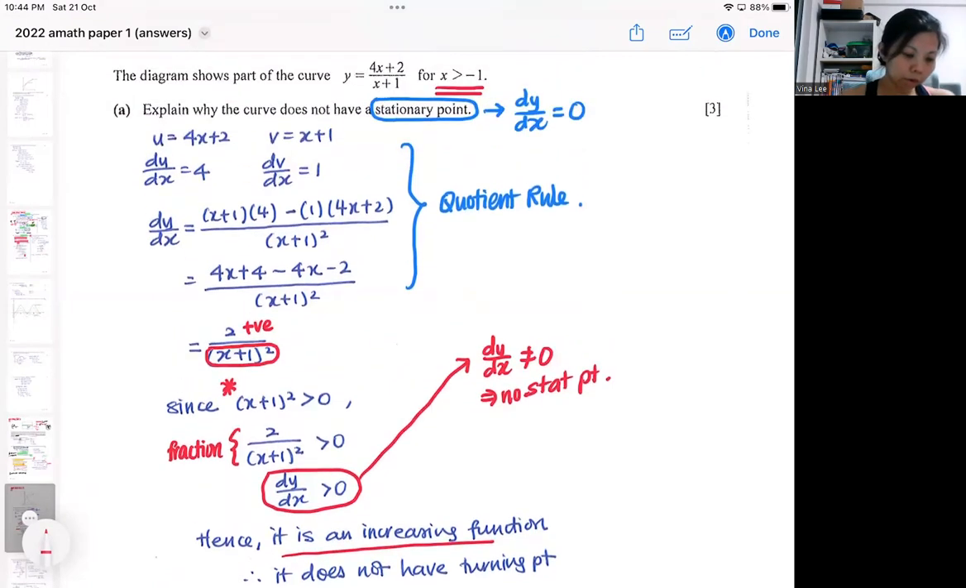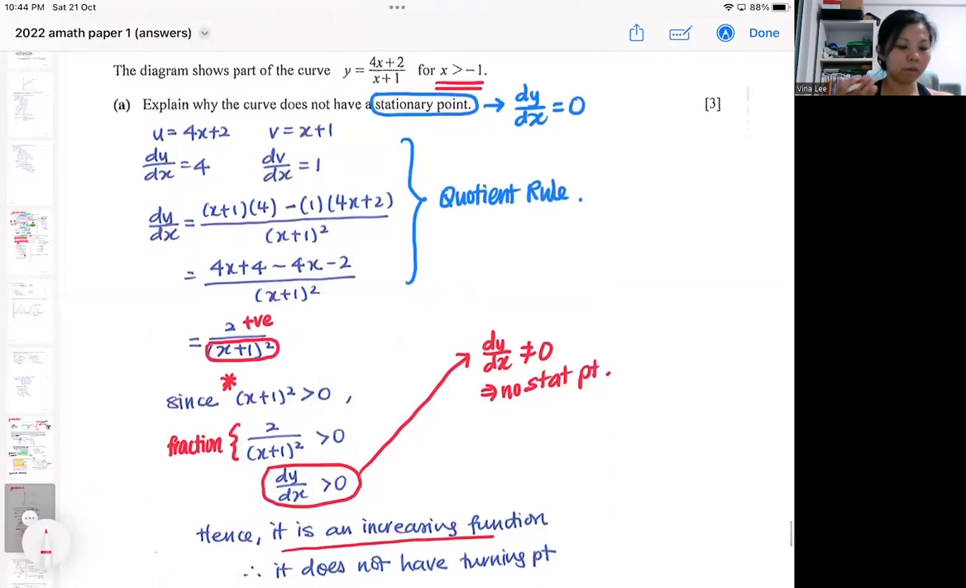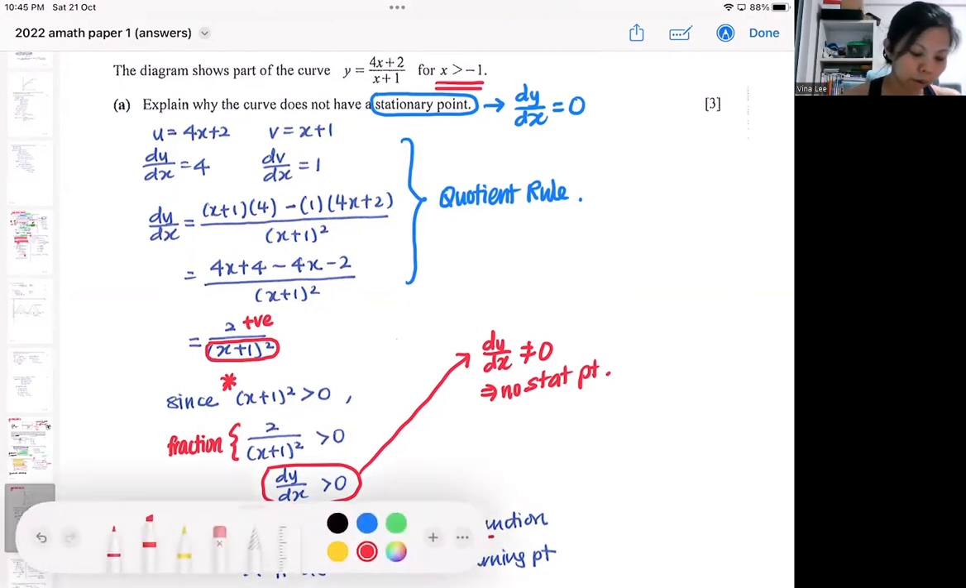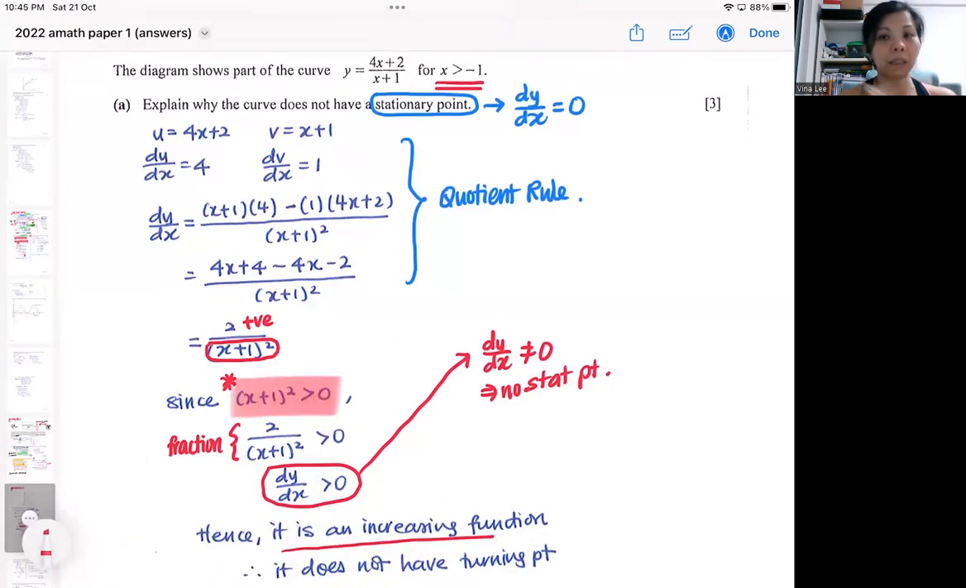So use the dy dx to explain that it has no stationary point, or you can be asked to explain increasing function. So this is the critical explanation. You must explain this part, or else you will have marks deducted.